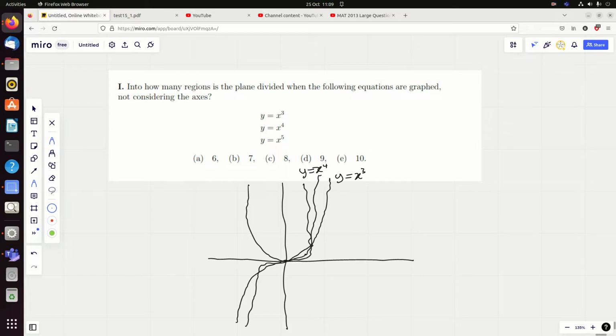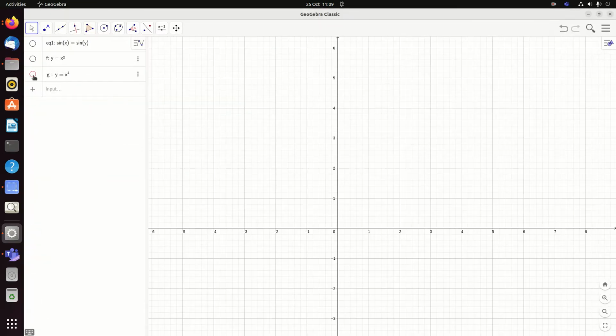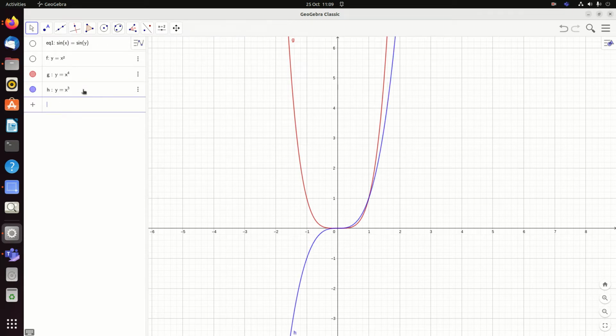Here's one I drew earlier on GeoGebra. Let's actually draw it on GeoGebra. It's so much easier then. You can see what I mean. My artistic skills are not great. It really does help though if it's better. So there's y equals x cubed, and here's y equals x to the 5.